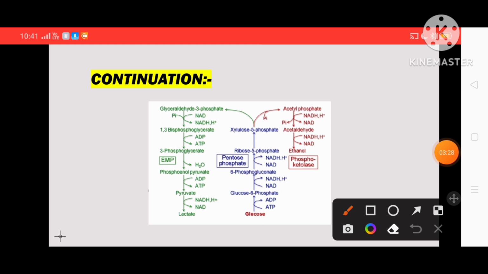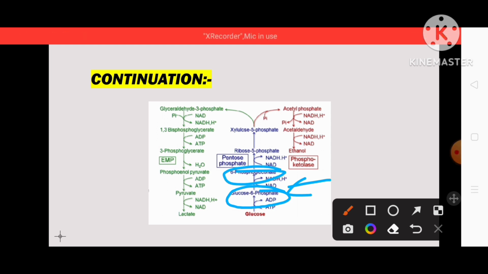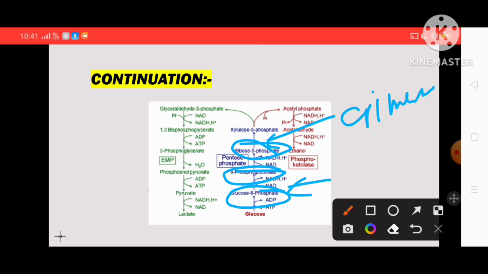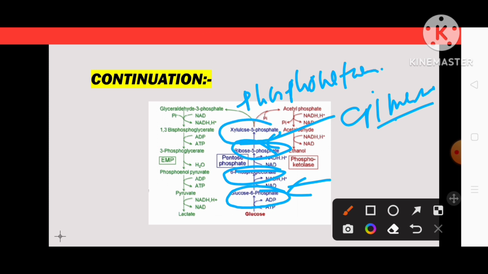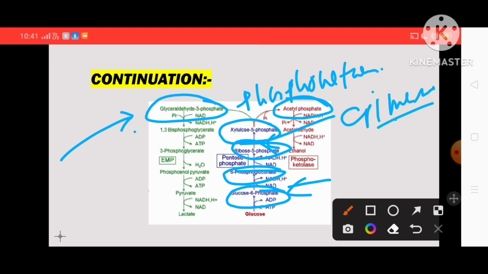So here, first glucose 6-phosphate will be oxidized with the help of NAD, and NAD itself will be reduced, giving us 6-phosphogluconate. Then this 6-phosphogluconate will be oxidized and decarboxylated to form ribose 5-phosphate. Then there will be an epimerase reaction giving us xylulose 5-phosphate. Now the key enzyme comes, that is phosphoketolase, and this phosphoketolase will break this xylulose 5-phosphate into glyceraldehyde 3-phosphate and acetyl phosphate. I hope you are already familiar with glyceraldehyde 3-phosphate and you know how to make lactate from it, right?